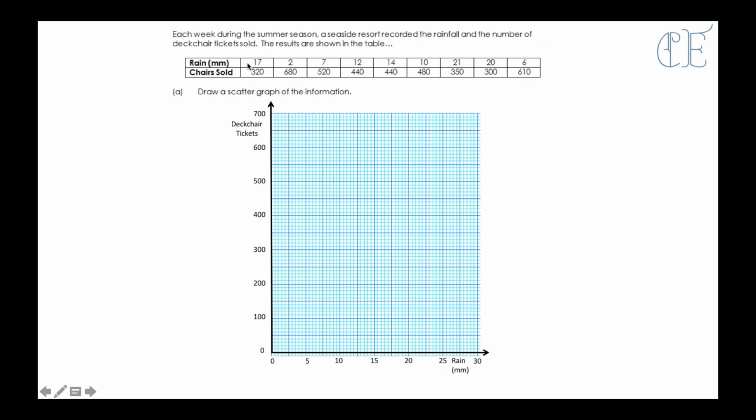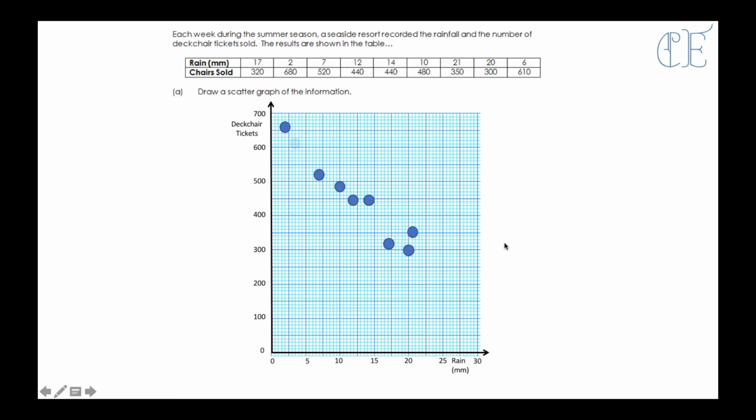So now I'm going to go across to 17 on the x-axis at the bottom. Actually, I think that's 16, so 17 there. And up to 320 here. And then I'll plot my point. And again for the rest of the points.